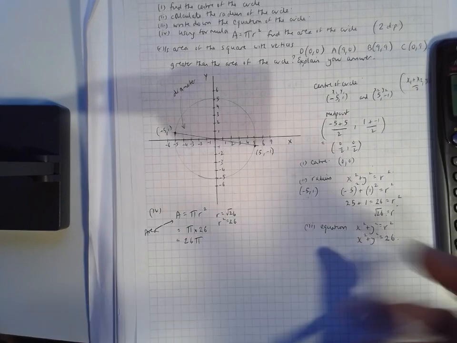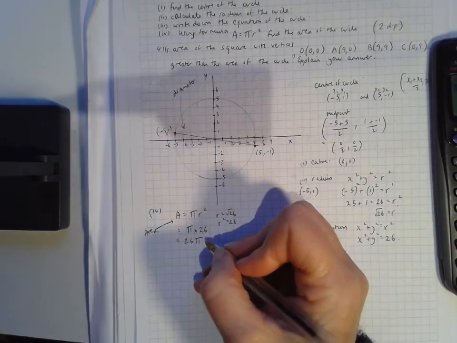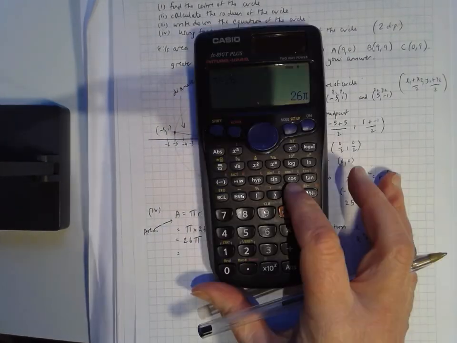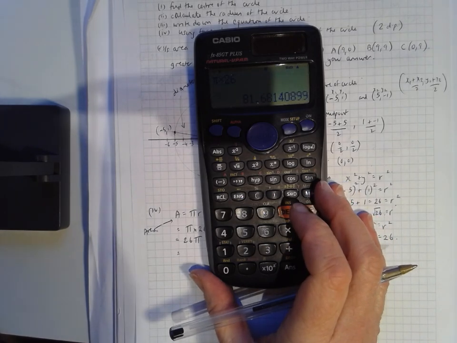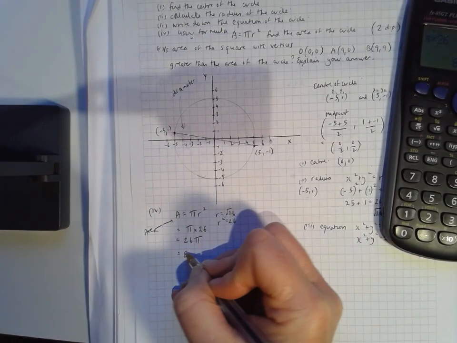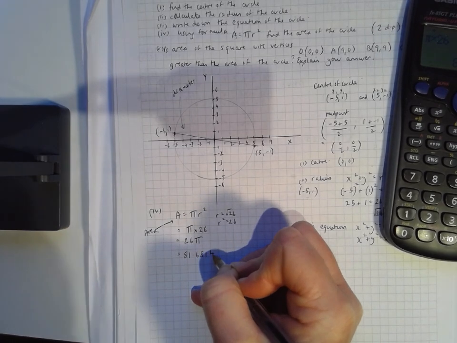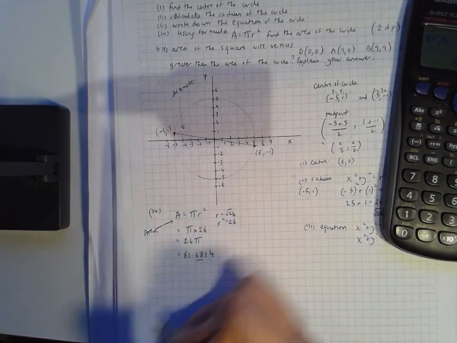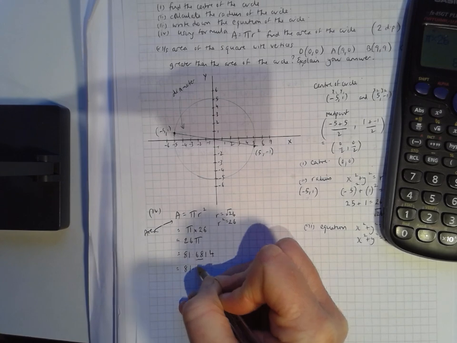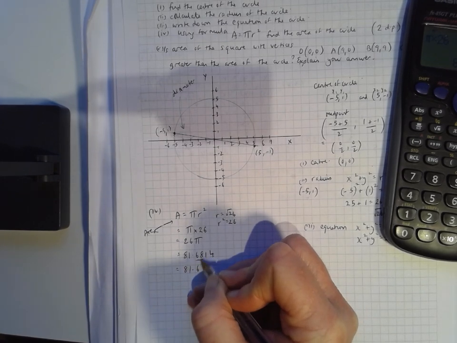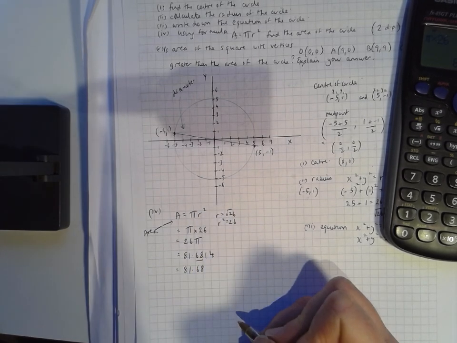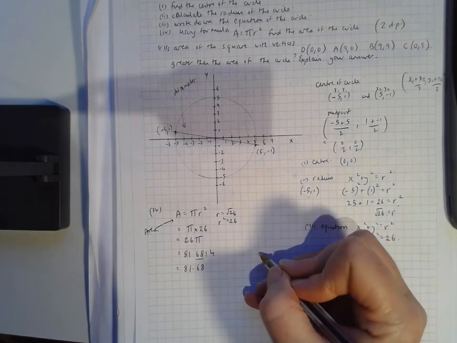And it tells me to give it to 2 decimal places. So get my SD button, 81.6814. If that's going to be to 2 decimal places, it's only those 2 numbers I want. So 81.6, that's less than 5, so it doesn't round up. So 81.68.